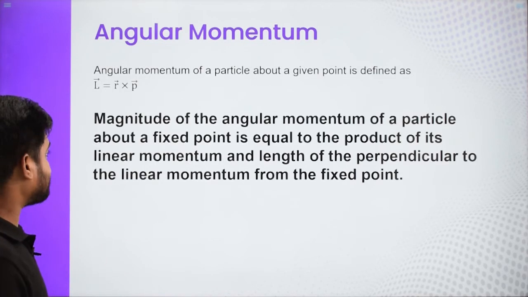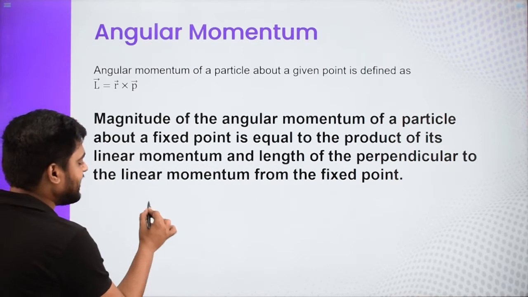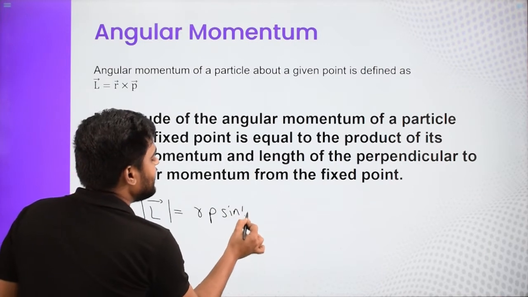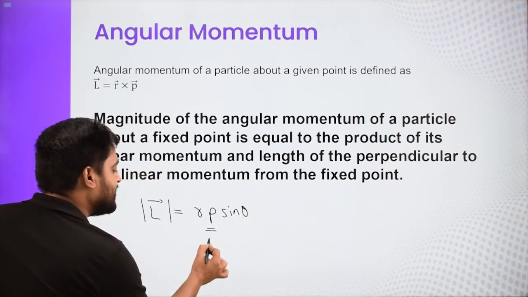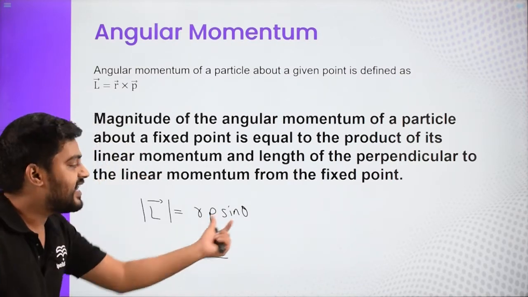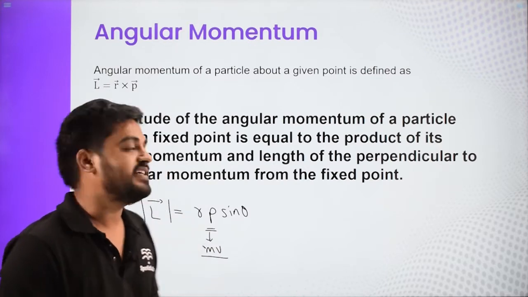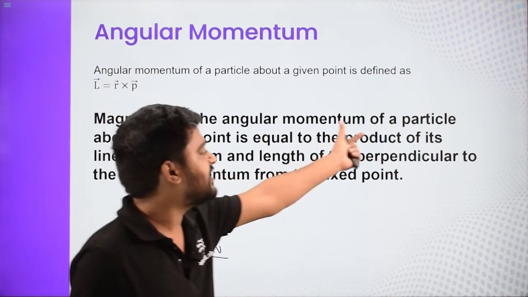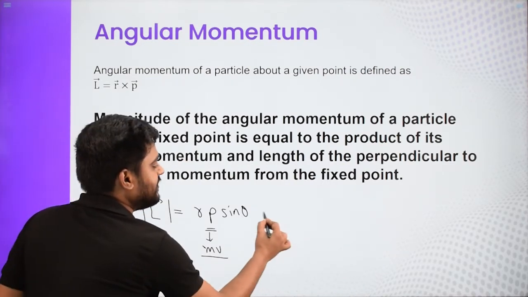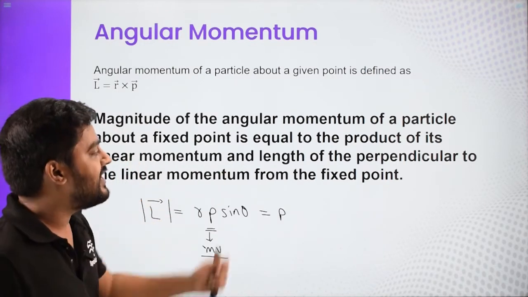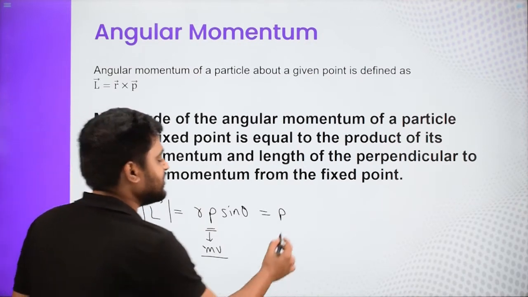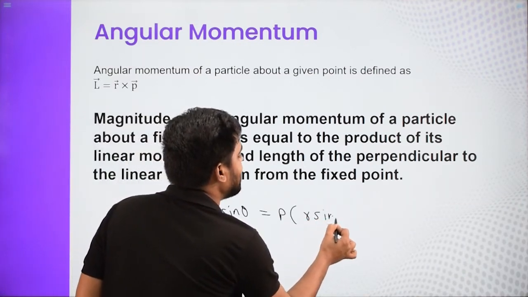If we talk about just the magnitude of angular momentum, then it is RP sine theta. Here P is my linear momentum, which is nothing but m times the v vector, so I'm just writing the magnitude mv. And R sine theta is like the perpendicular distance. So the magnitude of the angular momentum of a particle about a fixed point is equal to the product of its linear momentum P and the length of the perpendicular to the linear momentum from the fixed point. That length of the perpendicular is nothing but R sine theta.